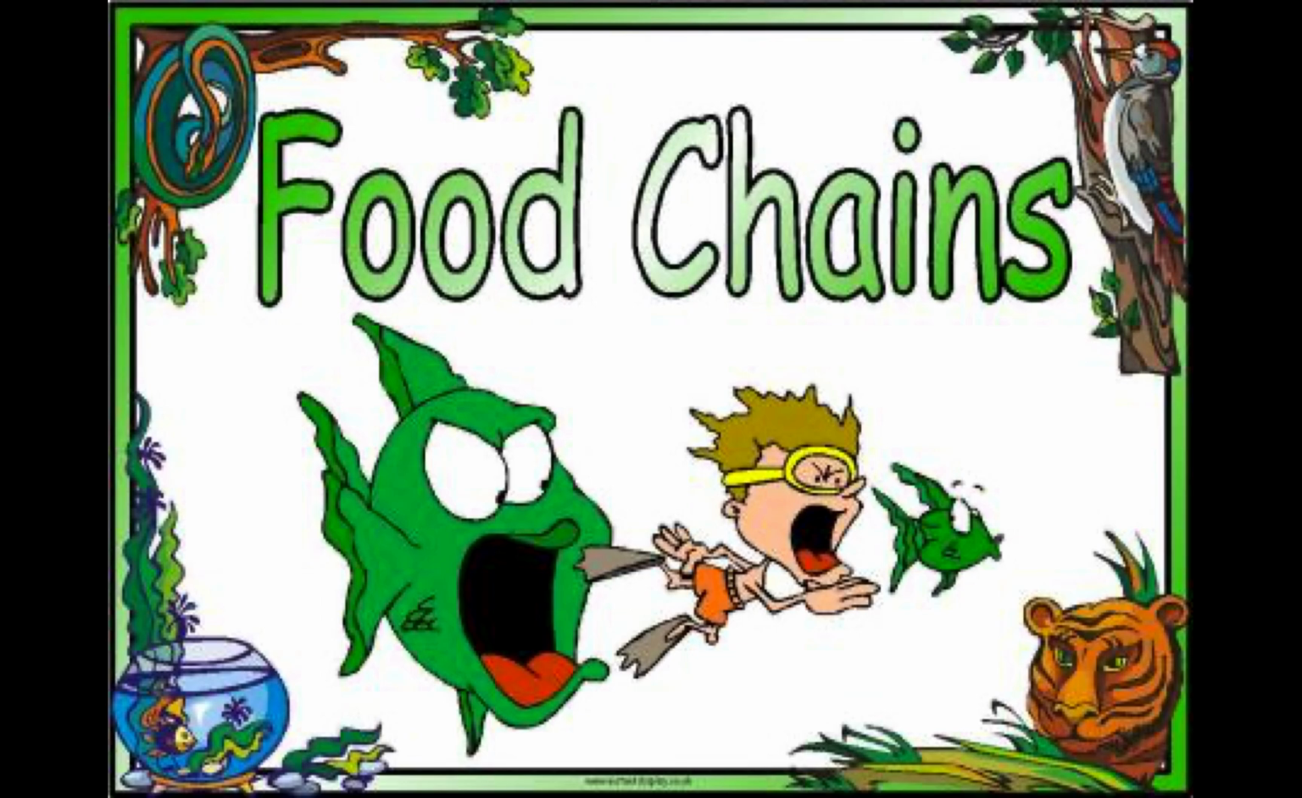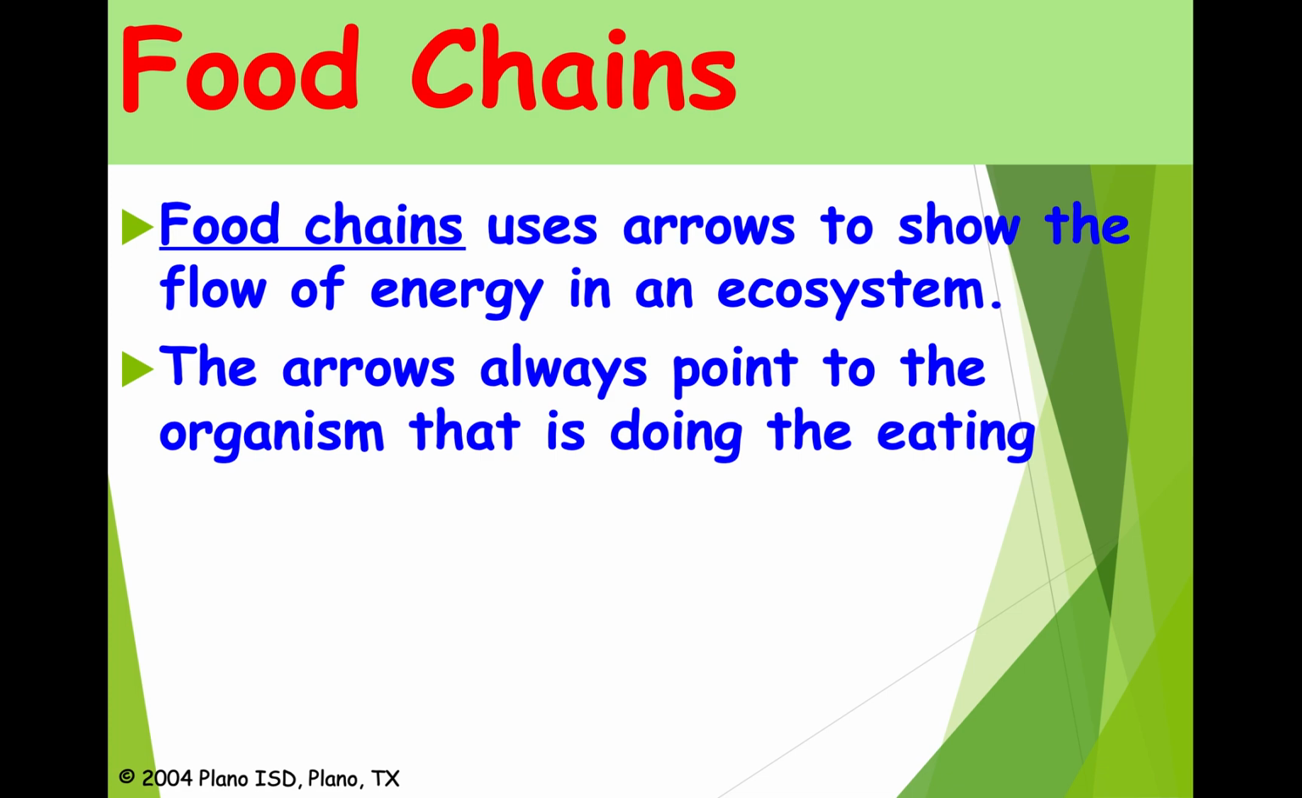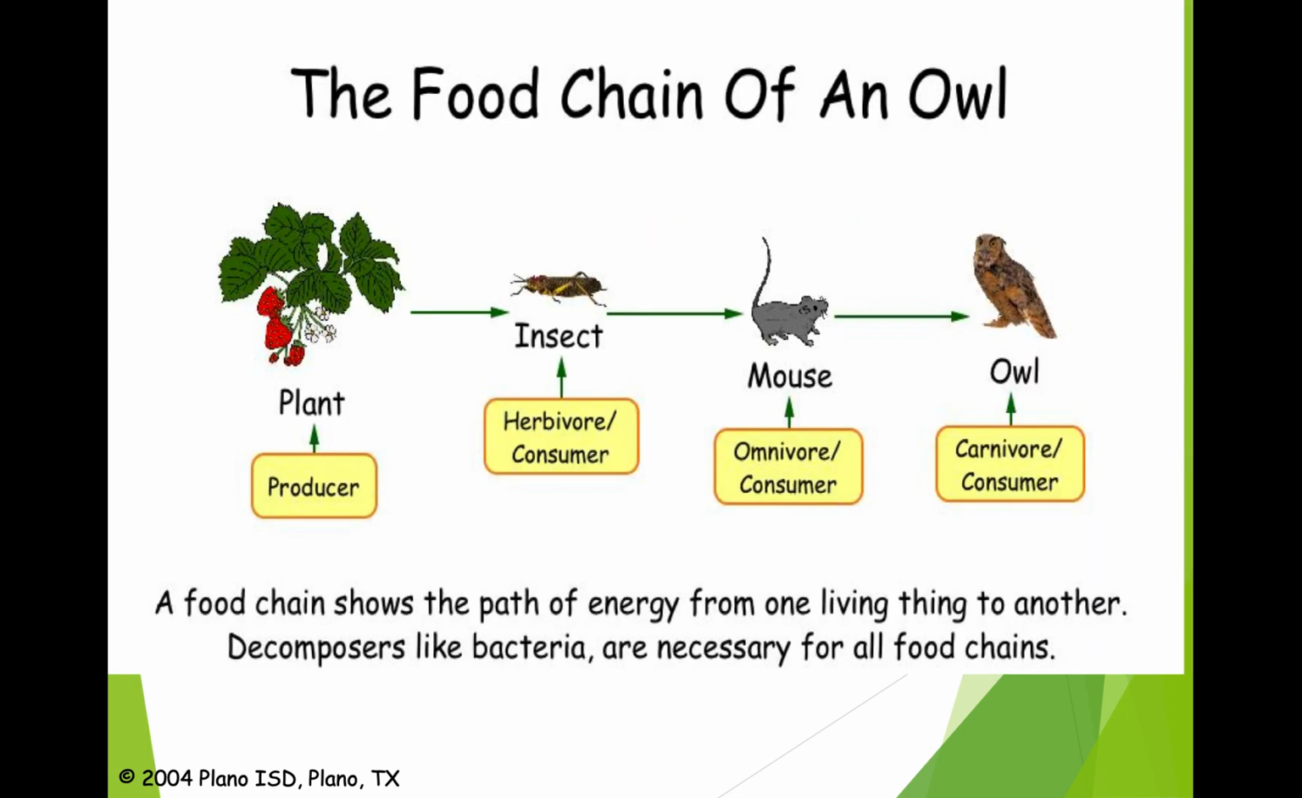Okay, so we're going to move on. Like I said, a little crash course of all the main topics. Here are food chains. So food chains use arrows to show the flow of energy in an ecosystem. These arrows are always going to point to the organism that is doing the eating. So here we have an example of a plant being eaten by an insect, who is eaten by a mouse, who is then eaten or devoured by an owl.